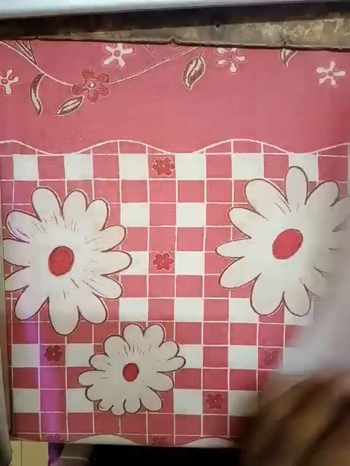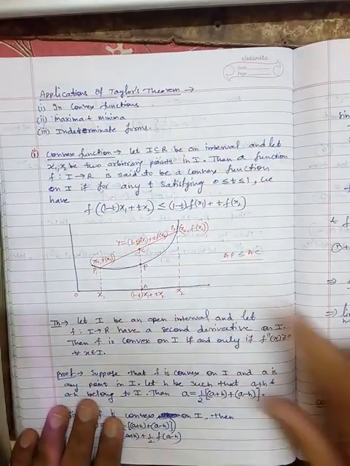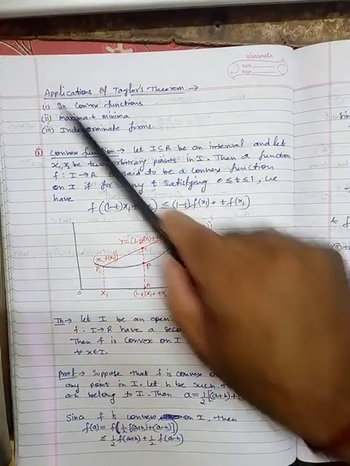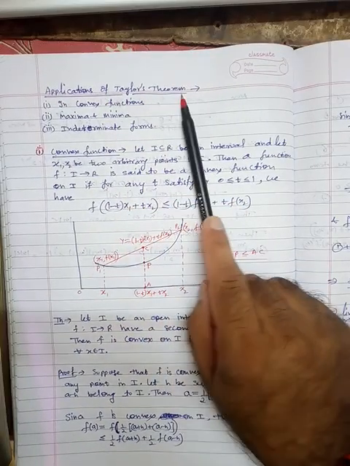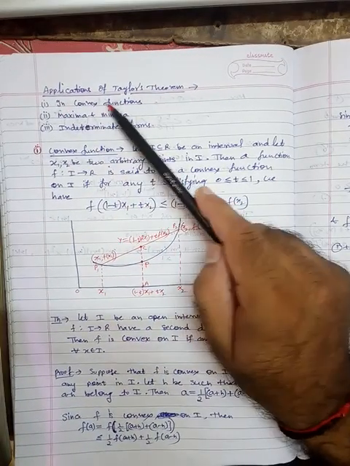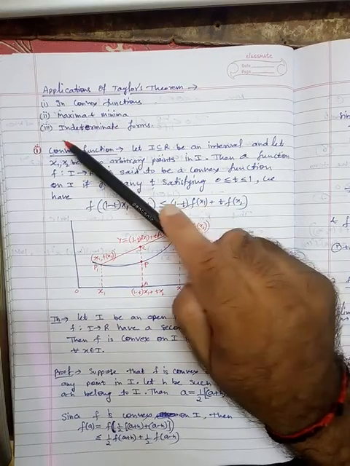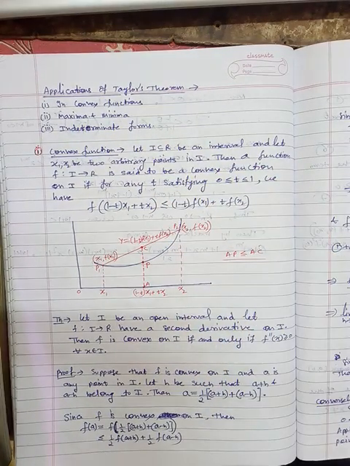And now in the next video we will discuss the applications of Taylor's theorem. Okay, and this was your last topic. This is your last topic, applications of Taylor's theorem. We will discuss three types of applications: in convex functions, in maxima and minima, and in indeterminate forms. So this is the last topic. Okay, thank you.